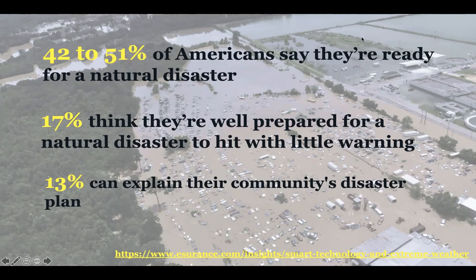So this would be like a hurricane versus a tornado, or a hurricane versus a sudden catastrophic event that usually falls under the purview of terrorism, something like that. But again, we're talking about natural disasters, and 13% can explain their community's disaster plan. I am very hesitant to say that 13% is accurate across the board to all communities. That number actually seems slightly high to me.